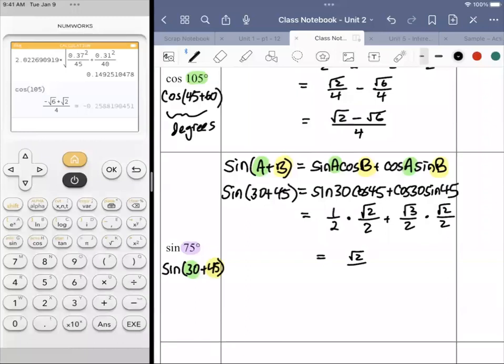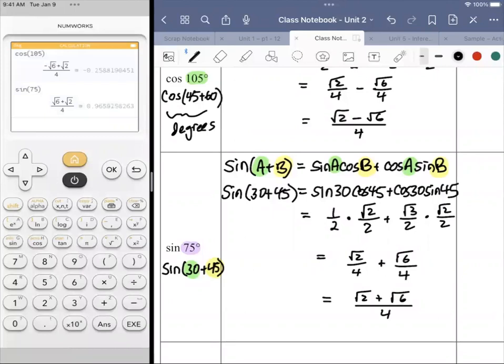Rad 2 over 4 plus rad 6 over 4 gives me rad 2 plus rad 6 all over 4. And NumWorks will check for you. So I'll put in sine of 75, lock it in. Yeah, they put the radical 6 first, but who cares? It's commutative. You can add in whatever order you want.